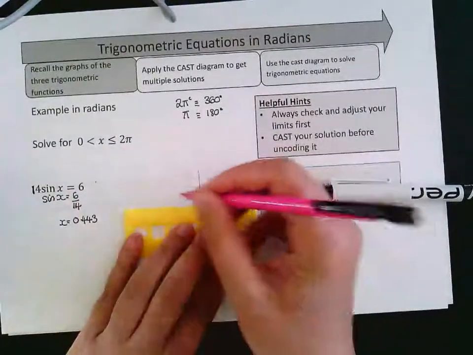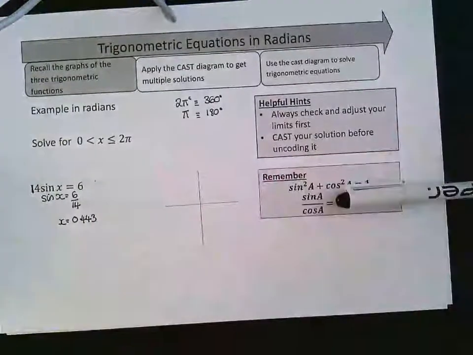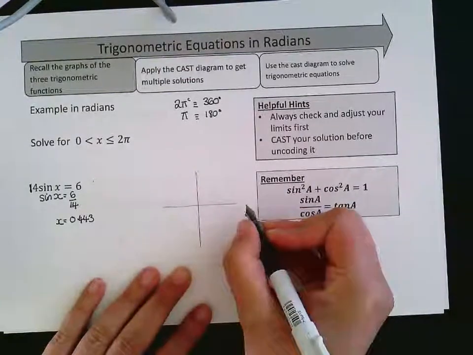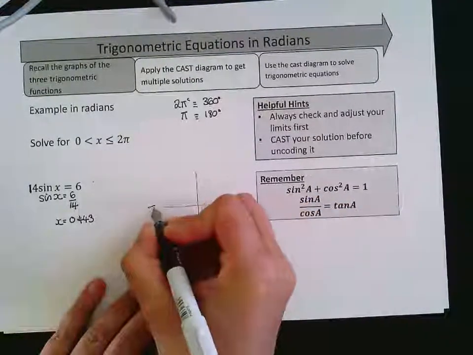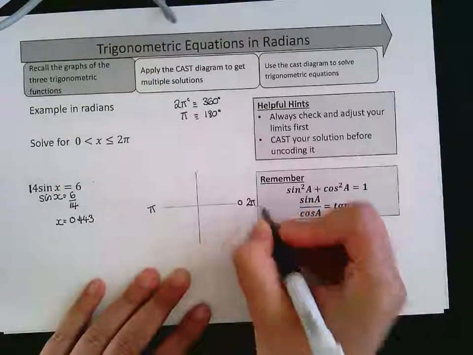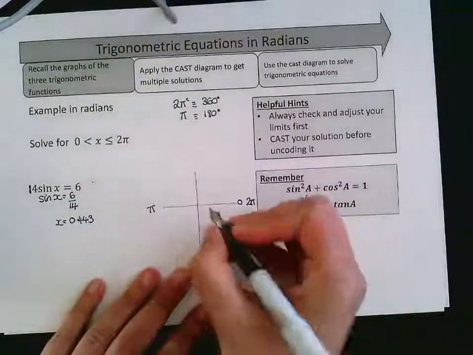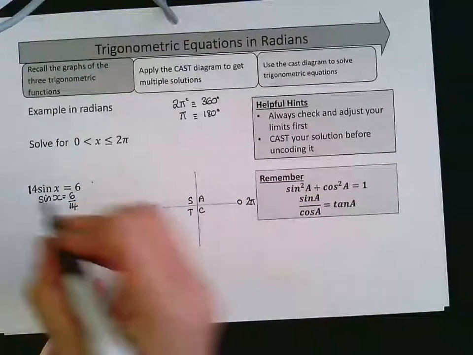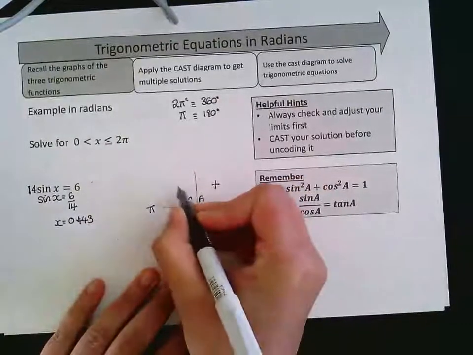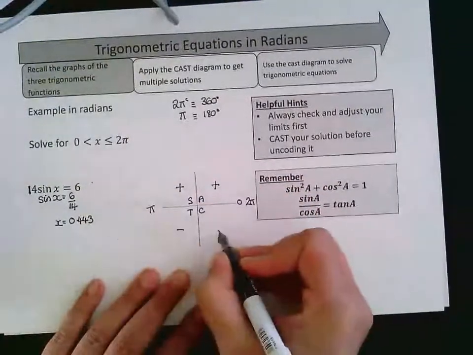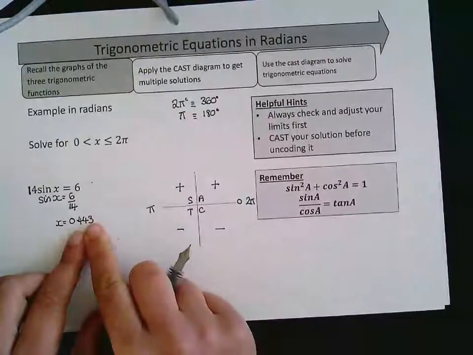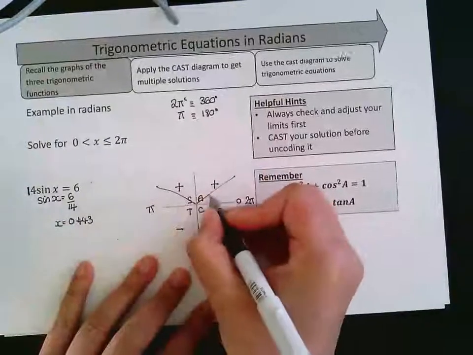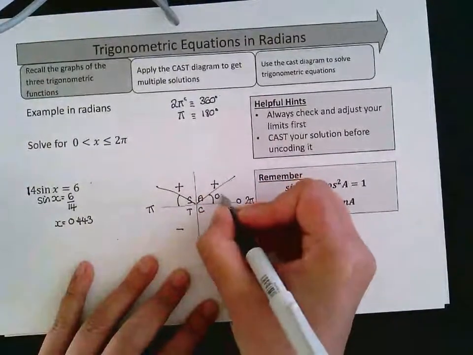Okay, onto the cast diagram. Now notice I'm not actually going to do anything different here. I start off again with my cross. I label the x-axis, but instead of going 0, 180, 360, I'm going to go 0, pi, 2 pi. Cast, C-A-S-T. We're looking at sine, so we're positive in the all section and the sine section. I now look at my angle. The angle is positive. So it's drawn in the positive sections, measured from the x-axis.